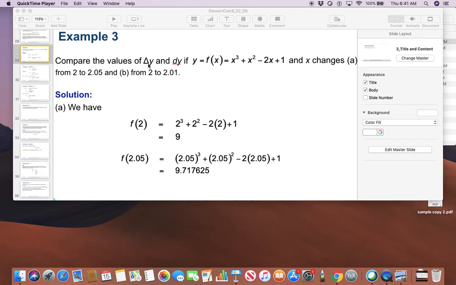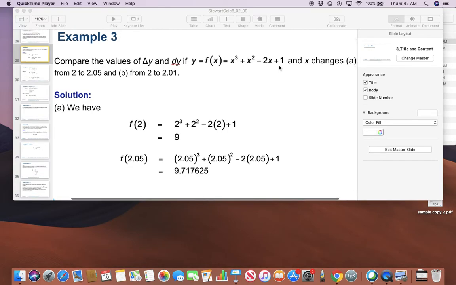Example 3. Compare the values of delta y and dy when y is f of x, that is this cube function, and x changes from 2 to 2.05, and another option, 2 to 2.01. Now let's look at delta y versus dy. So f at 2 and f at 2.05 have been calculated.